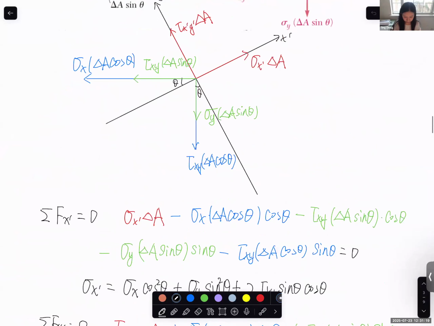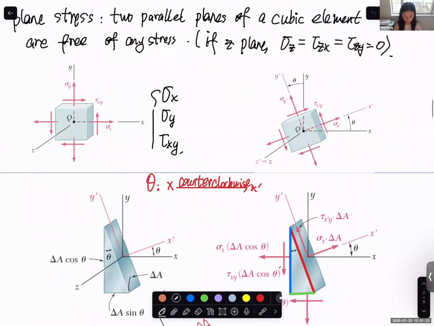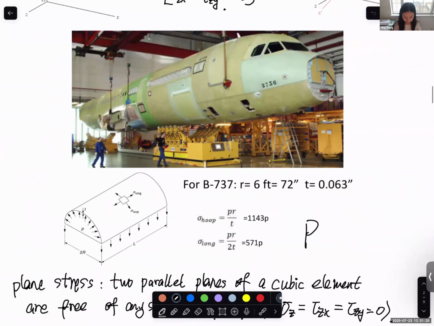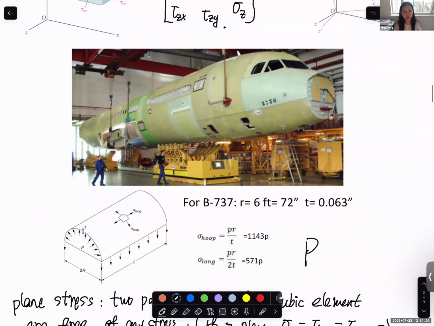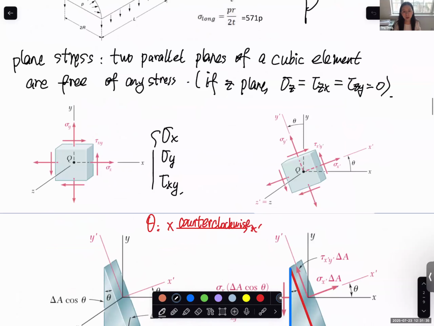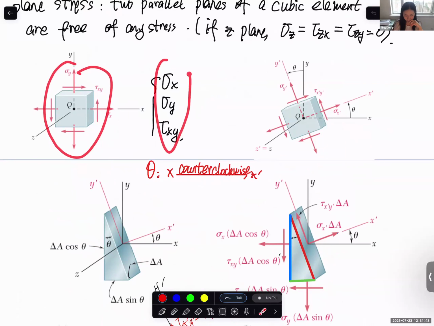Let's continue with the class from last time. So we did the introduction of plane stress. So why, in real life situations, can we approximate a 3D problem as a 2D plane stress problem? And for the derivation part, if we have a state of stress of a 2D problem, we have three independent components.